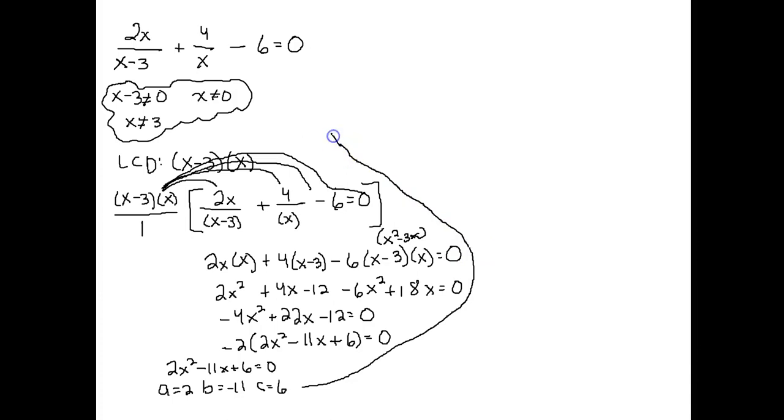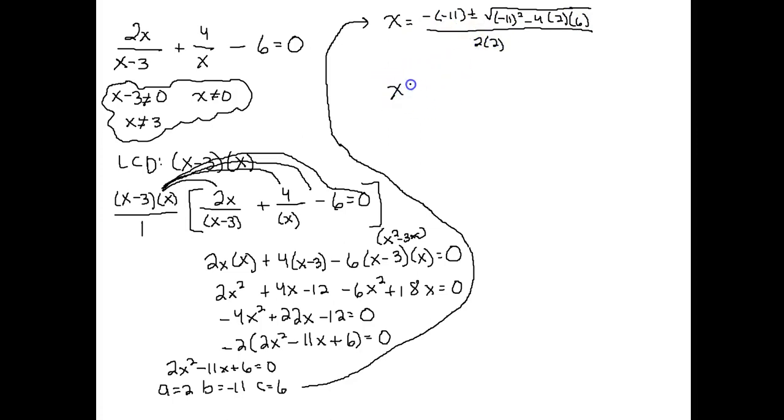So we are going to come up here. x equals negative b plus or minus the square root of b squared minus 4ac, all over 2a.